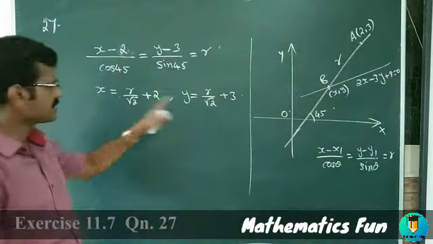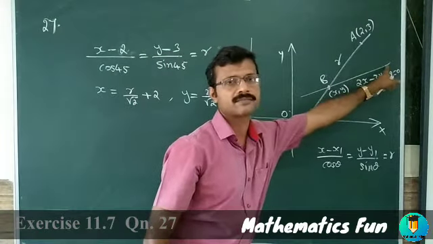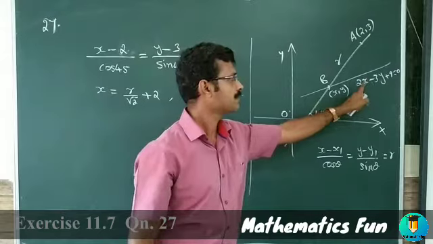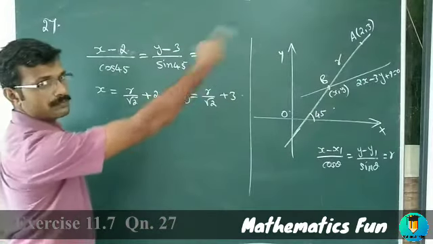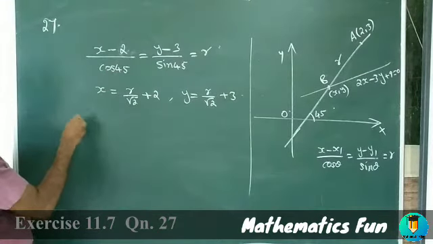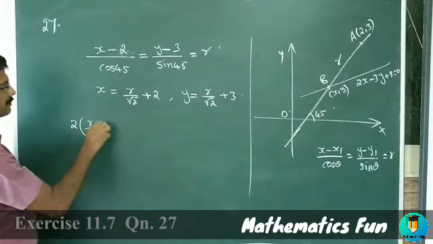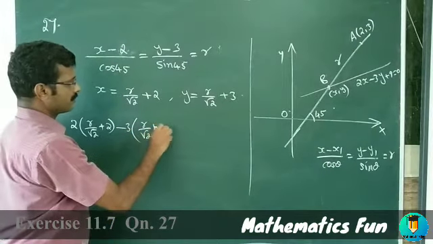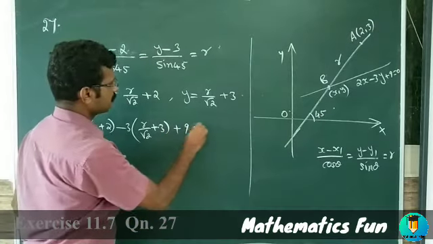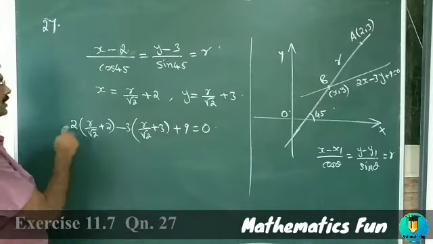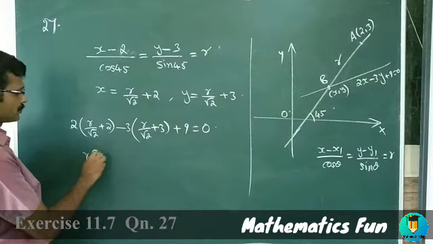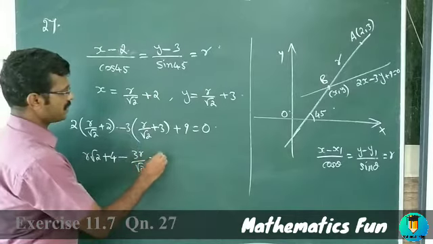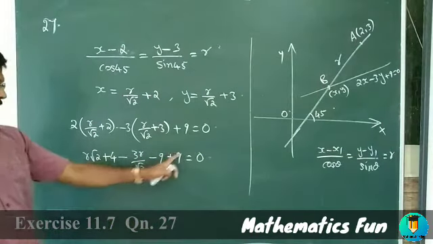Now if you look at the diagram, this (x, y) is a point on the line as well. So I substitute it into 2x minus 3y plus 9 equals 0. Replacing x and y, simplifying, this gives 2r by root 2 plus 4, minus 3r by root 2, minus 9, plus 9 equals 0. Here the 9 and 9 cancel.